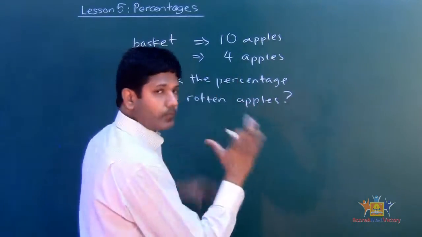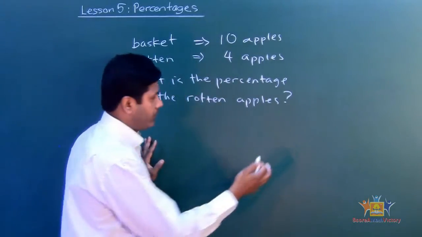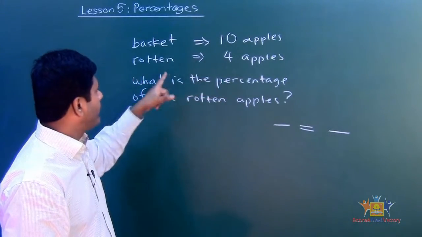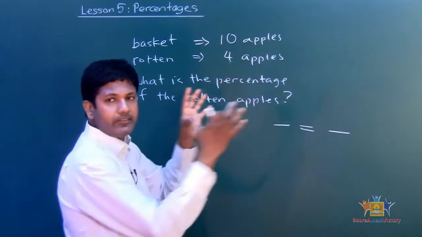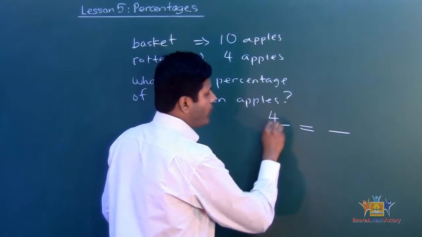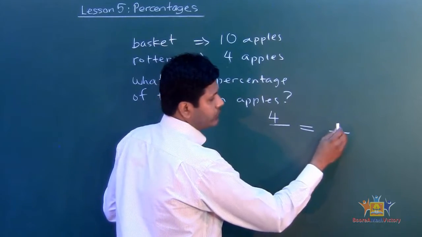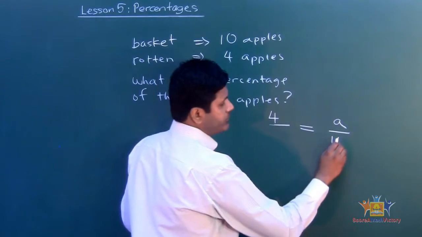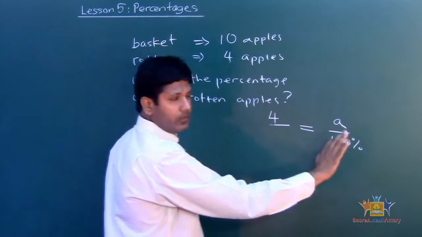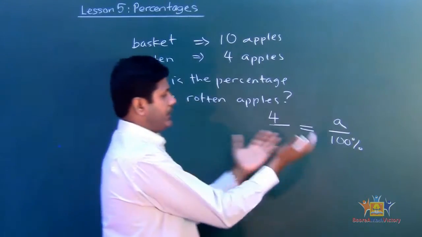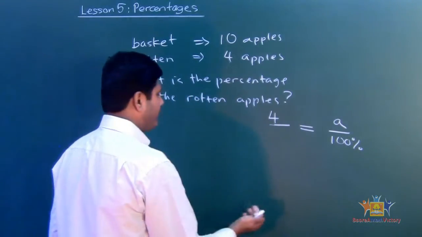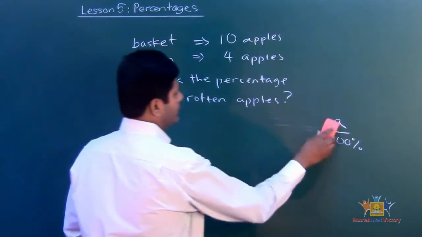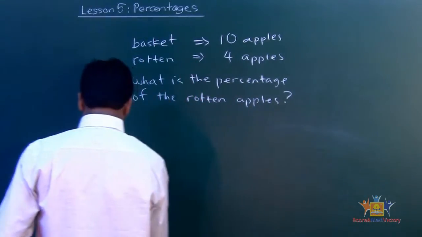Okay, so what method are we going to use? The aeroplane method. So we're looking for the percentage of the rotten apples, so we're going to keep that as a numerator. All right, so we know 4 apples are rotten. So we want to know what is A, the percentage. And you know that 100%, see, this time I put the 100% this side and keep the numbers this side. Doesn't matter, you can keep it either way, it's fine too. But let's stay consistent. All right, we keep the percentage this side.